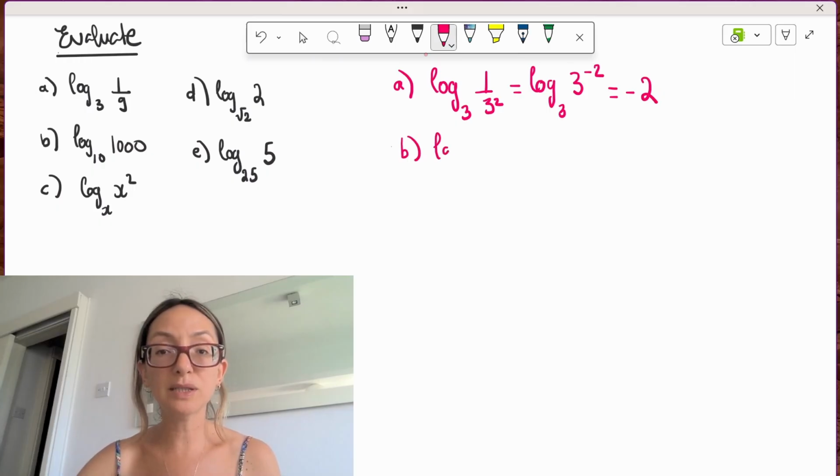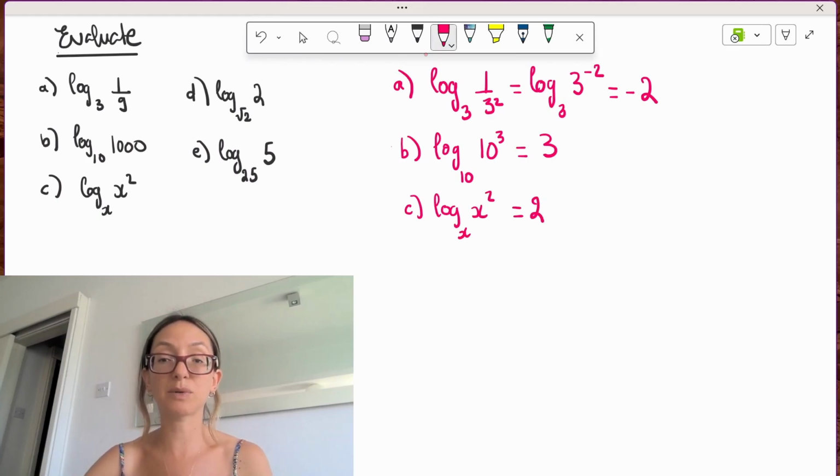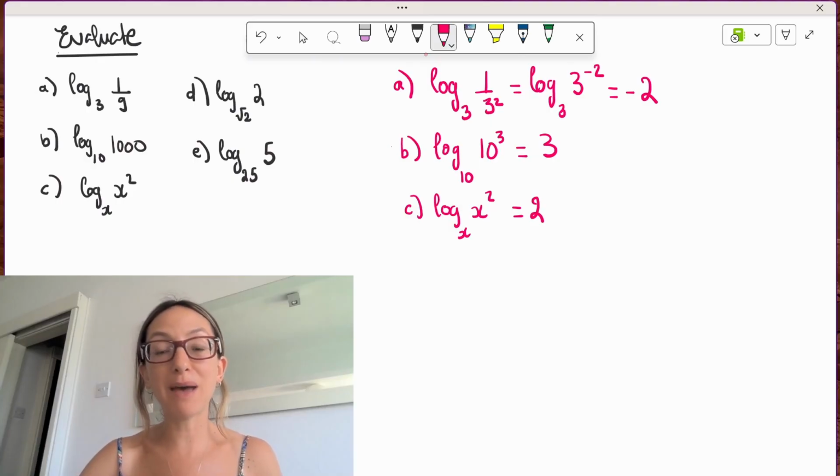The second one is pretty obvious. 1,000 is 10 to the power of 3, and so the answer is 3. Log base x of x squared. Here we don't even know what the base is, but again, the answer is obvious. X to the power of 2 is equal to x squared. What is this asking? It's saying how big is x squared as powers of x? It's as big as a power 2.